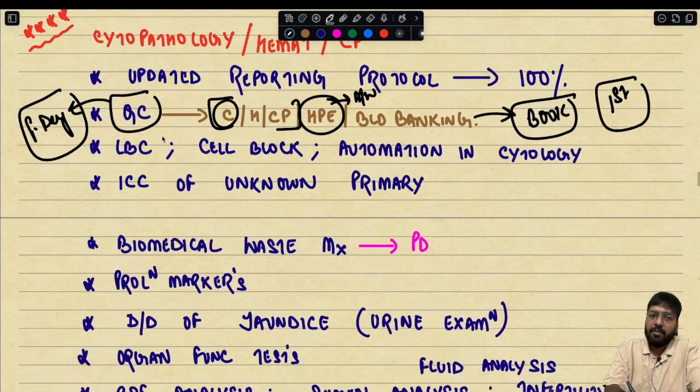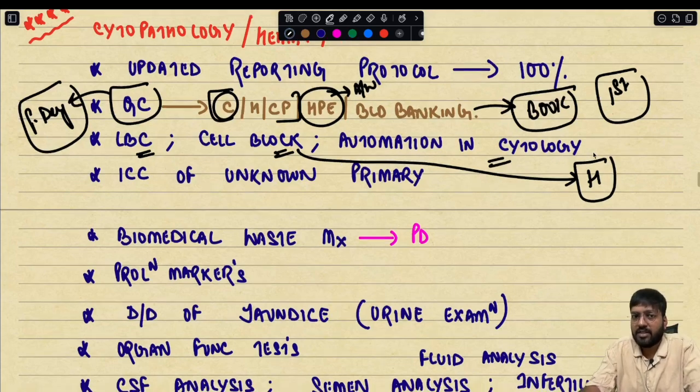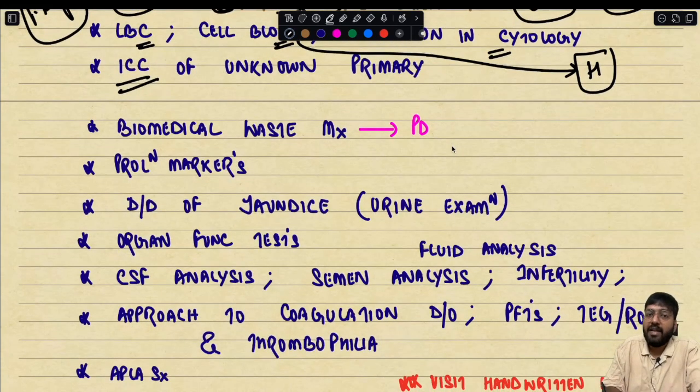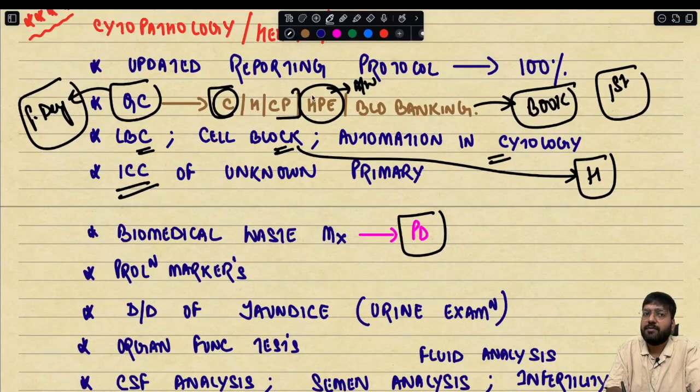Then you have liquid based cytology, cell block, automation in cytology. Automation in cytology and LBC, they are discussed together, and cell block, if you see, they are given under the handwritten notes section, and rest of them they are there in the website application. Then the next important topic, LAQ, which is asked is immunocytochemistry of unknown primary. Biomedical waste management, again it is very important, and it is discussed in short in Pranab Day. And biomedical waste management we have also discussed when we have discussed the quality control for hemat lab.